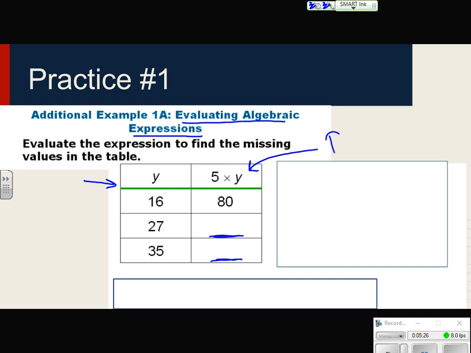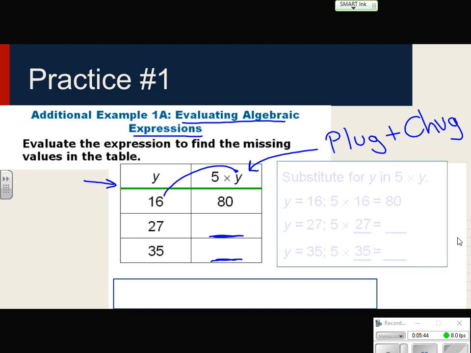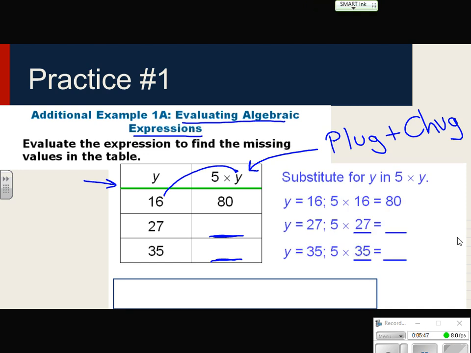Okay. What we're going to be doing is some plug and chug work. What does that mean? We're going to take the number in the column that shows the y and we're going to chug it into the answer. So here we did 16 into y, which is the same as saying y times 16. And that's how you're going to solve the other two. You just put 27 in for y, multiply by 5, and put 35 in for y.